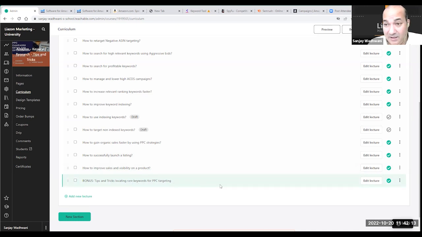How to improve sales and visibility on a product, and tips and tricks for locating rare keywords for PPC targeting. Have you ever imagined? This is a very interesting topic. Have you ever imagined showing your products for a keyword that is nowhere relevant to your product, but it still ranks? And these are some of the common keywords that Amazon actually uses.